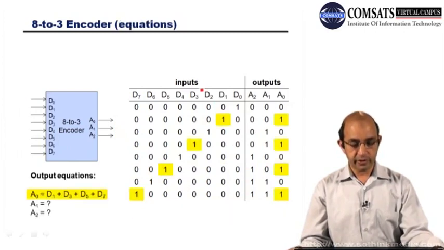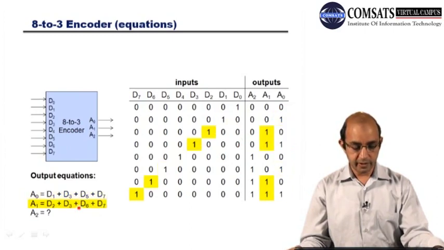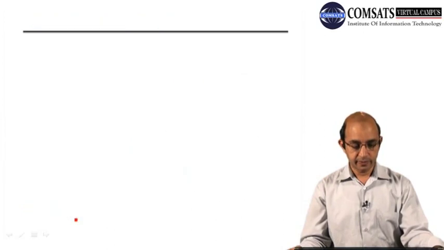If we talk about the circuit design, so this is the truth table, and we can always find out the Boolean function from this truth table. If I talk about A0, so D1, D3, and then D5 and D7, and then A1, A2, right?